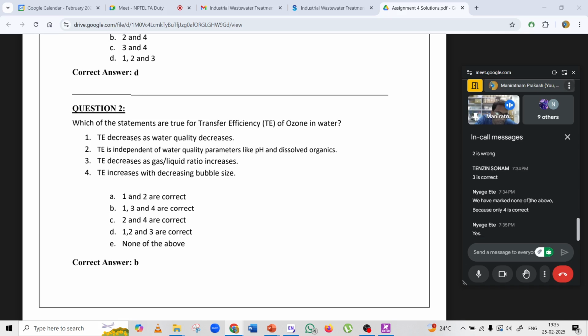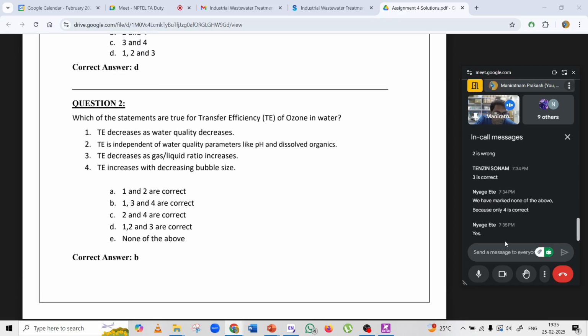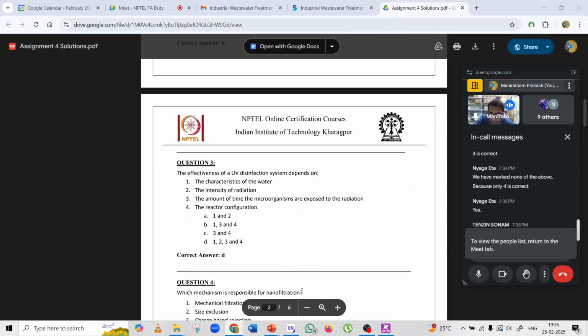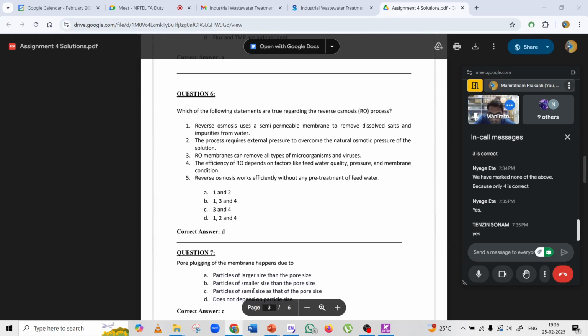So we have marked none of the above because of that miss. Yes, I think as per the question, E will be the correct answer because only four is correct and there is no such option. So everyone agree that E will be the correct answer, or does anyone have another kind of doubt? Any other doubt? What about others? Okay, apart from these, any other problem? No, sir. I think so.